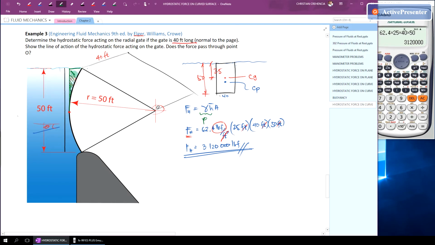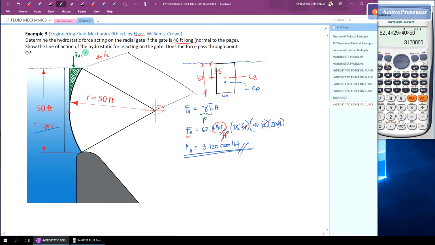Okay, so ito yung volume of water directly above itong upper part ng gate. So magkakaroon tayo ng, let's call this, FV1, so vertical component number 1. Okay, so the weight of that volume of water, of course this is yung area, then meron pa tayong width na 40 feet, is equal to FV1.